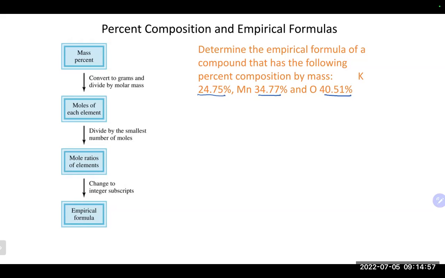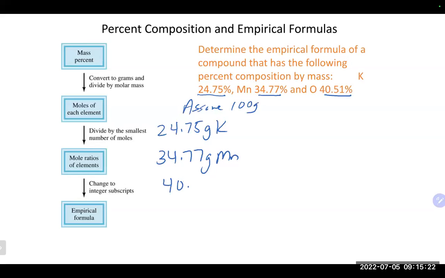Again, if you added that all together and you did not have 100%, something is missing. So you've got to figure out maybe what percentage is missing. In this case, we could assume 100 grams. And once again, by assuming 100 grams, it keeps everybody the same. So we would have 24.75 grams of potassium, 34.77 grams of Mn, and 40.51 grams of oxygen.